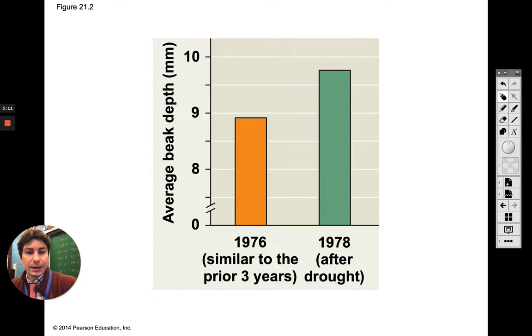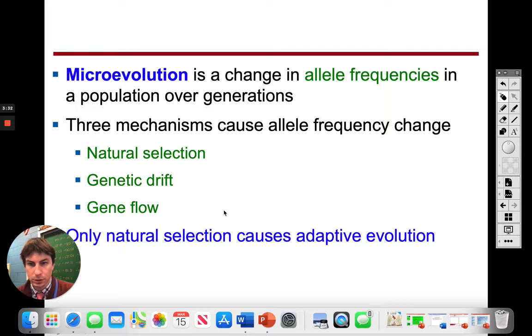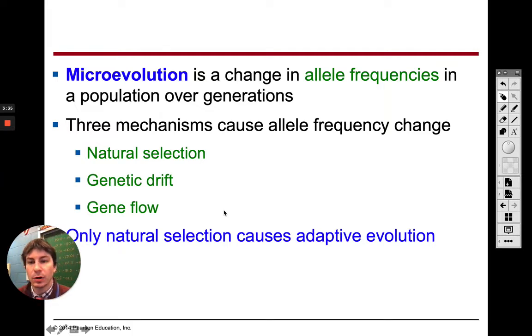So what happened here, like I said, it was in 1977. After 1977, going on to 1978, they measured the average beak depth, and they found that it actually increased a little bit more. So the beak actually got bigger because the ones with the larger beaks survived and reproduced. So we're going to go over three different parts, guys. We're going to go over natural selection a little bit more in depth. Like I said, we're going to go over genetic drift, and we're going to go over gene flow. So three different things in this chapter.